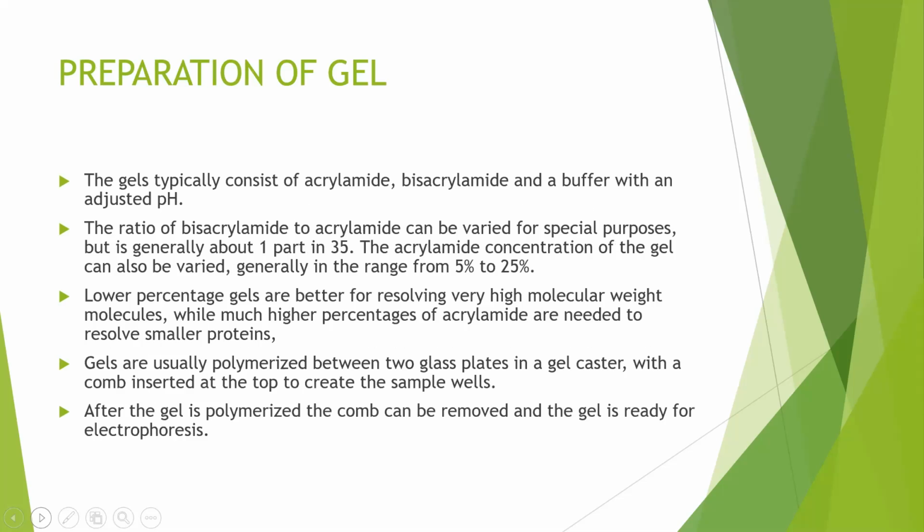Then, preparation of the gel. The gel typically consists of acrylamide, bisacrylamide, and buffer with an adjusted pH. The ratio of bisacrylamide to acrylamide can be varied for special purposes, but it is generally about 1 part in 35. Lower percentage gels are better for resolving very high molecular weight molecules, while much higher percentages of acrylamide are needed to resolve smaller proteins. Gels are usually polymerized between two glass plates in a gel caster, with a comb inserted at the top to create the sample wells. After the gel is polymerized, the comb can be removed and the gel is ready for electrophoresis.